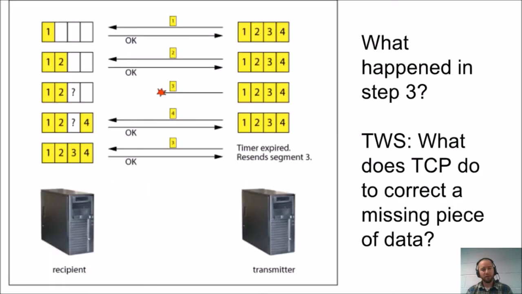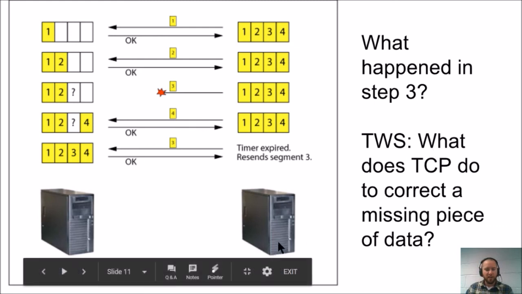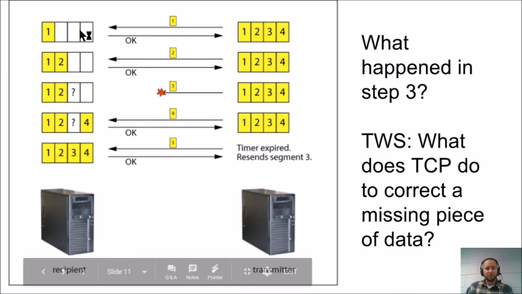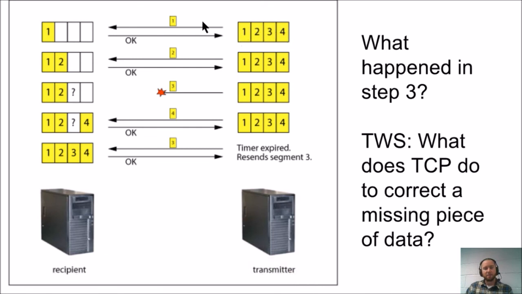Here's another great visualization to look at. What happened in step 3 is my question. The Think Write Share says, what does TCP do to correct a missing piece of data? So something happens in step 3, TCP is going to correct it. So here's the transmitter on the right hand side, this is the receiver. So let's say you go to a website, okay, and that website sends you the number 1. Then you send back, okay, got number 1.